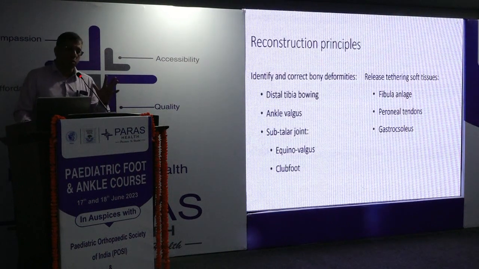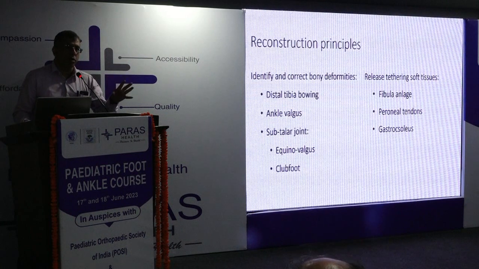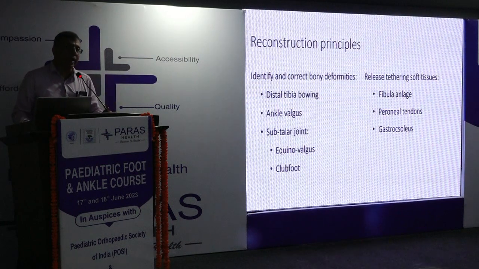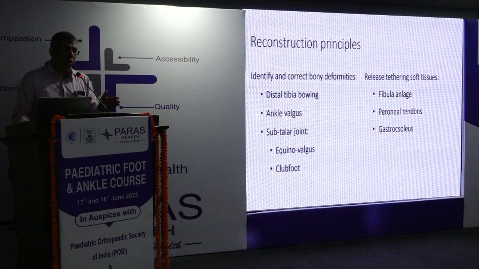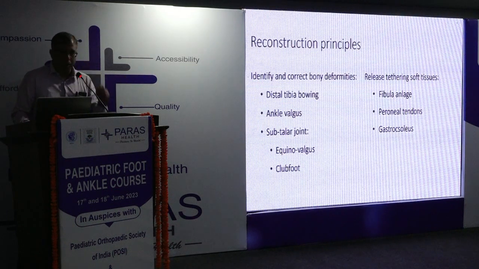So basically what you have to do over here is identify all the problems. Talking about the foot and ankle, what are the bony deformities that can be possible? First of all, there can be a distal tibia bowing. Then there can be an ankle valgus. At the subtalar joint, many times there is a collision, as I mentioned earlier, and this collision most often is malunited in a position of equino-valgus, but in some cases it can also be malunited in a position of clubfoot. So identify these, and these need to be corrected.